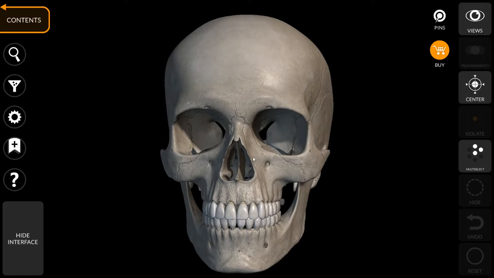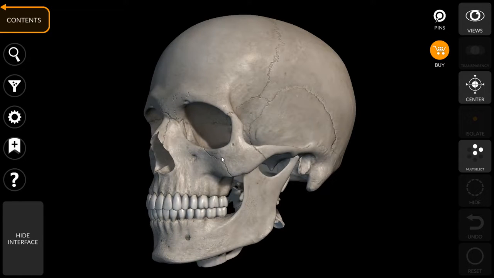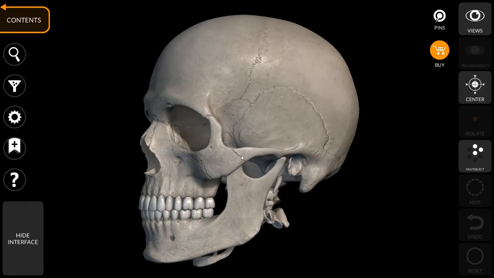Continuing on our journey here in the face, in this area right here is the maxilla, and the maxilla is the superior portion of the mouth, and posterior to that is the zygomatic bone. The zygomatic bone then articulates with the temporal bone right there.